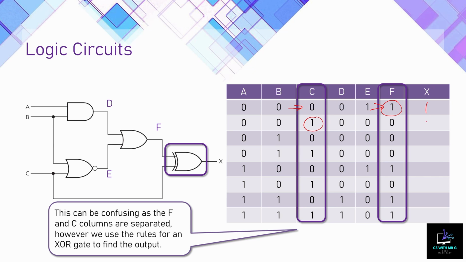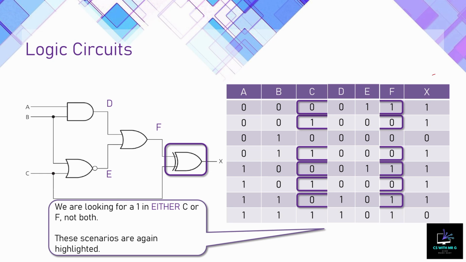C is the only one in this one. This one is two zeros, so that would be a 0. This one will be a 1, because there's only one 1. Again, 1 produces a 1, 1 again, another 1, and then two 1s produce a 0. And just to double check, here we have our final output column of X, looking at this XOR gate at the end, producing our final output.